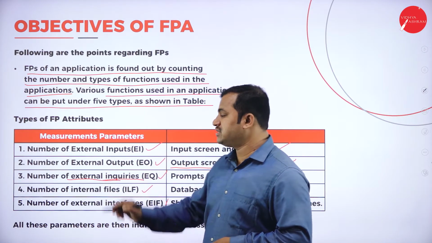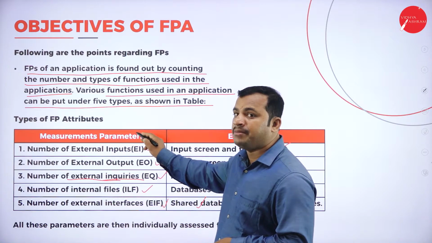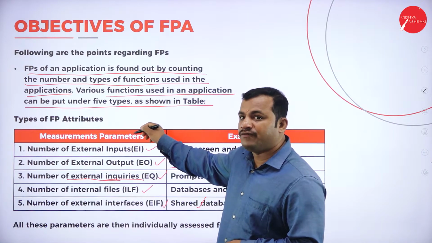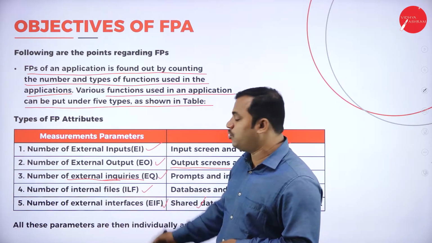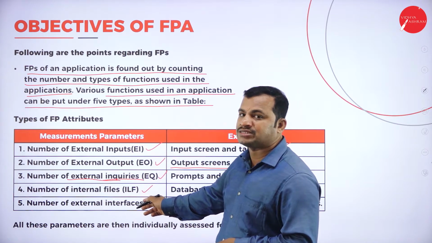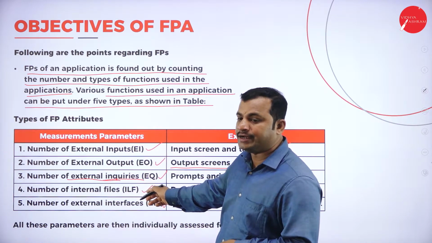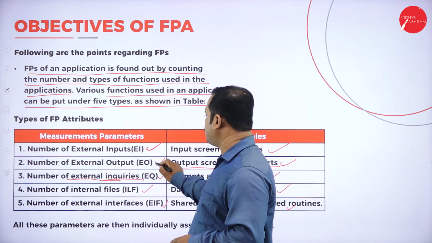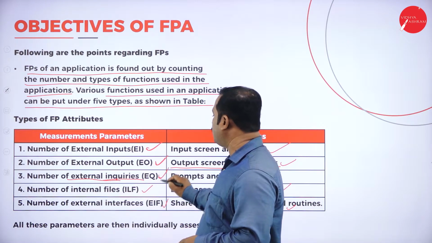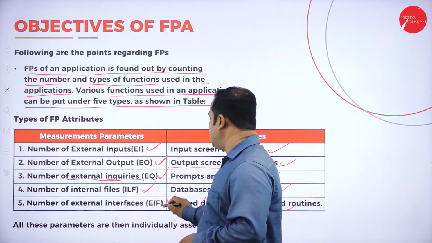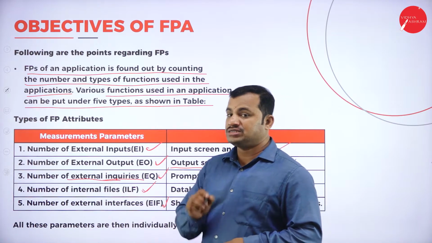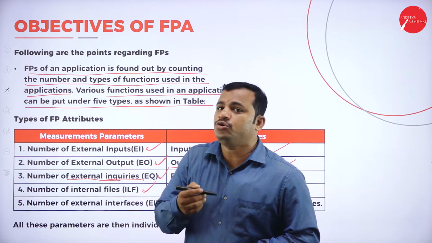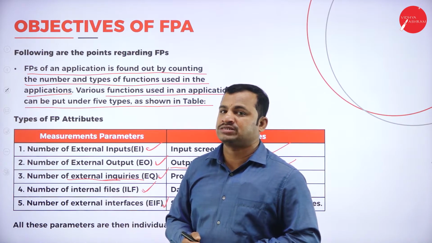Please note that these are the 5 important measurement parameters that help you to determine the function point analysis. The function point analysis can be determined only based upon these 5 criteria or measurement parameters. The first one is list of external inputs, list of external outputs, list of external inquiries, list of internal files, and list of external interfaces. These are the 5 important types of measurement criteria or parameters that help you to predict the function point analysis.